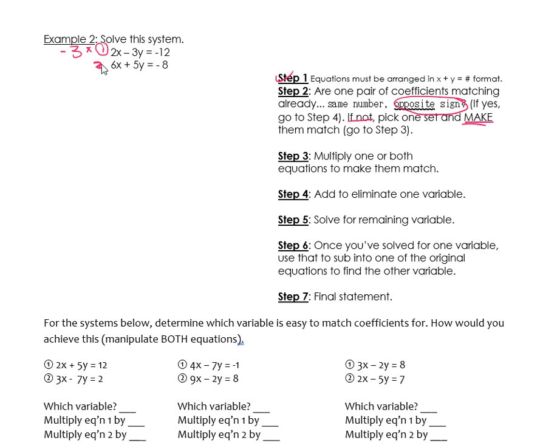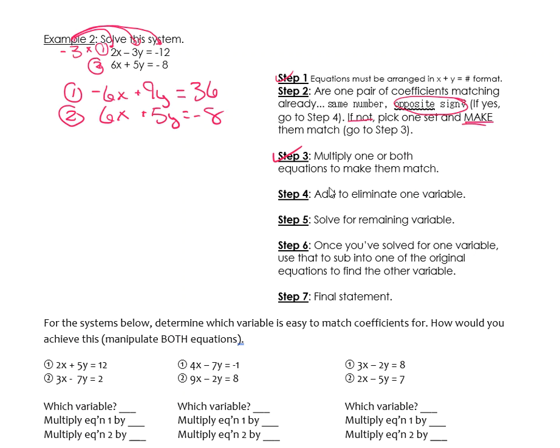So equation 1 and equation 2. Let's change equation 1. Equation 1 is now: multiply the -3 times the 2 first. That's -6x. Multiply -3 times -3y. That's plus 9y. Multiply -3 times -12, equals positive 36. Equation 2, I was able to leave alone. I didn't have to multiply it by anything because my x's are going to match here. Okay, so there's step 3: multiply one or both equations to make them match.